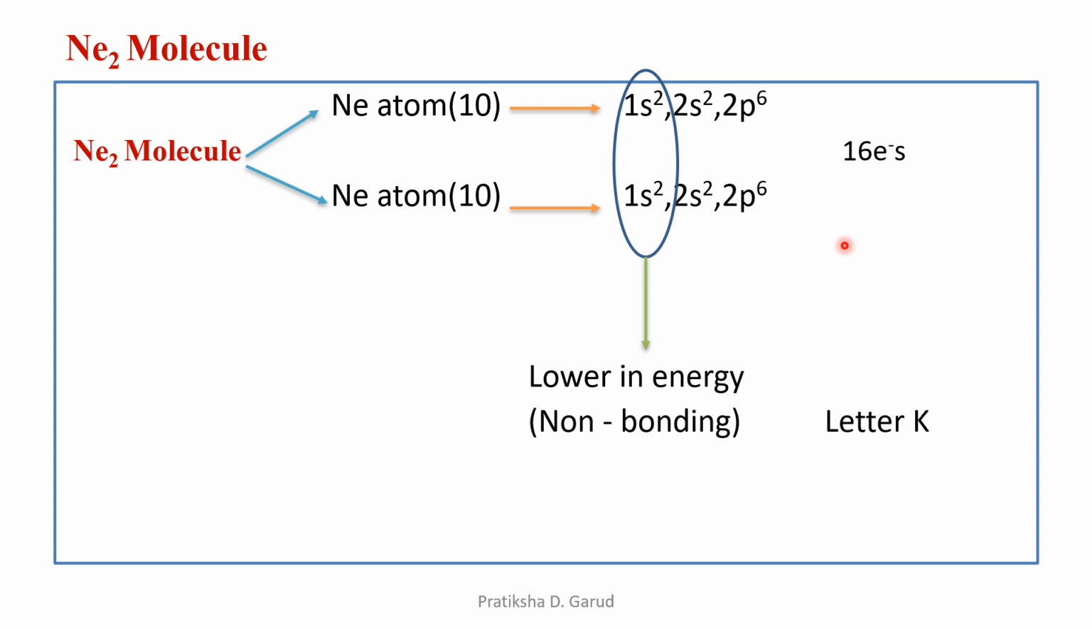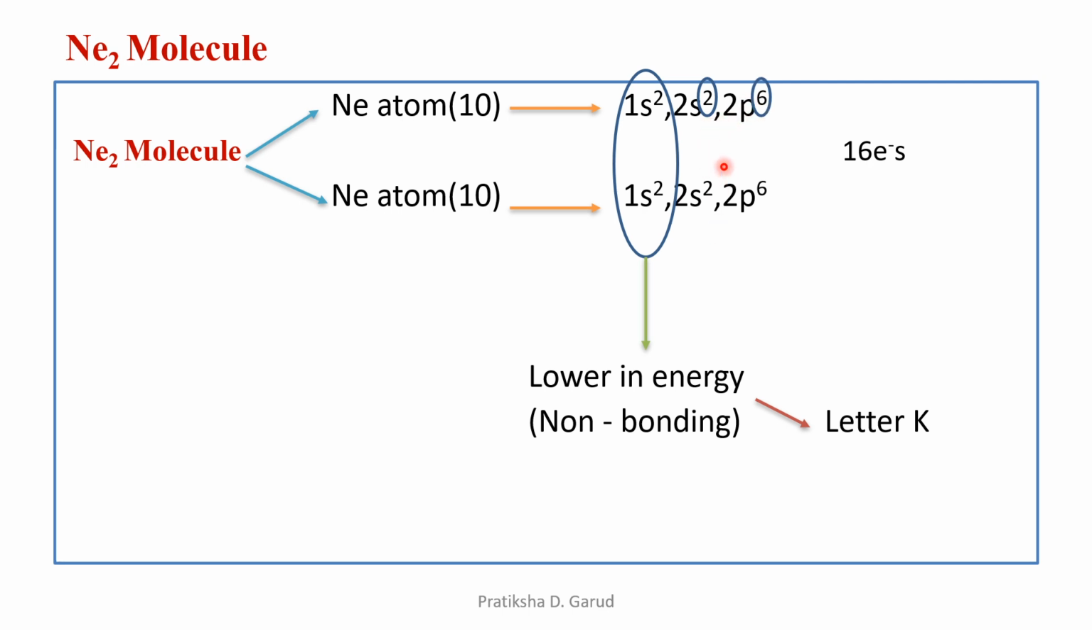We know that the 1s2 atomic orbitals are lower in energy and hence considered non-bonding, that means not used for bonding purposes. So while writing the MO electronic configuration, we have to use the letter K. Why letter K? Because these electrons are placed in the first shell, and that shell is known as the K shell. Again, there are two 1s atomic orbitals, so we have to repeat the letter K.